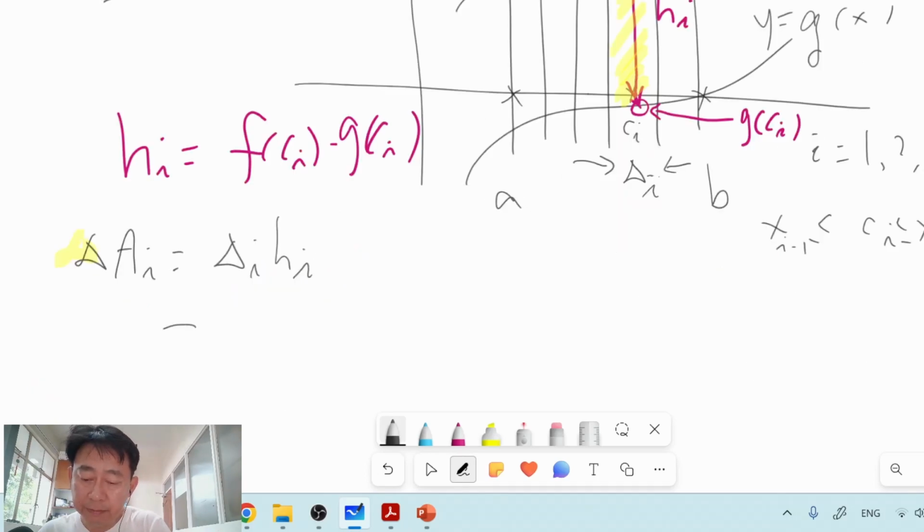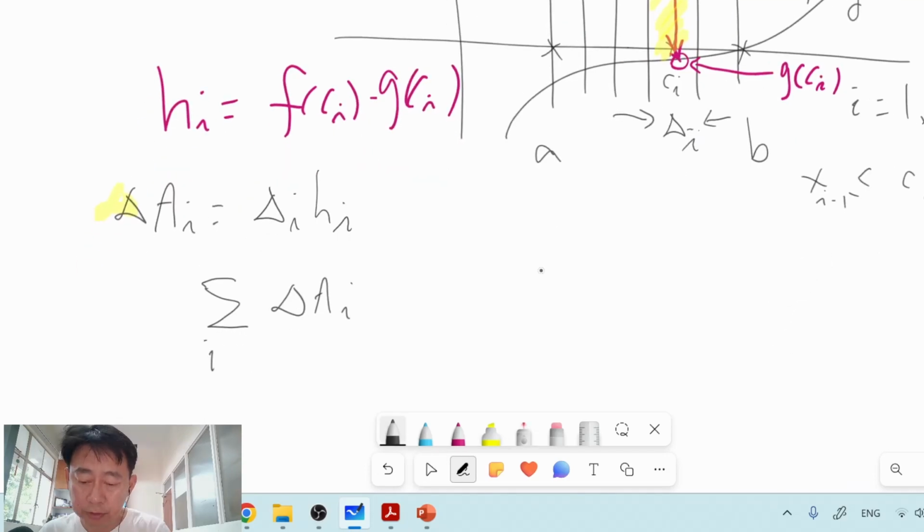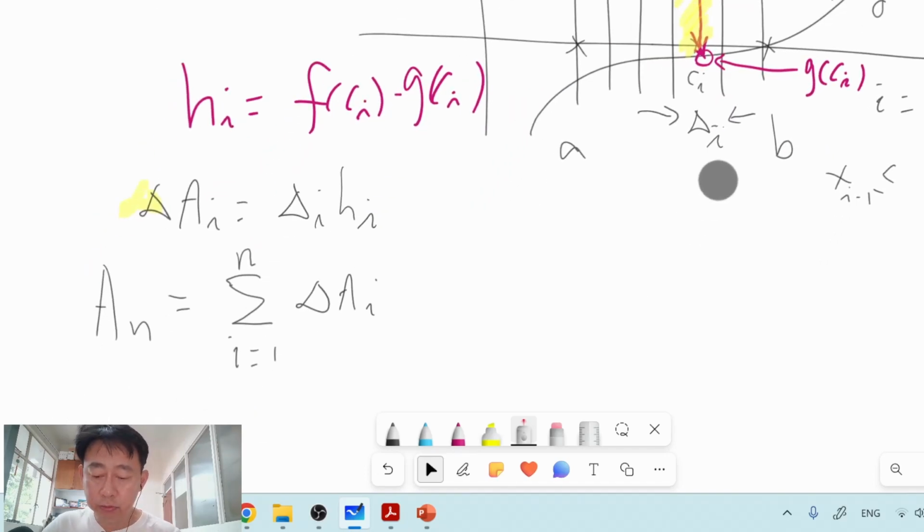Therefore, if you sum up all the delta A_i, that is the area of each column in your partition, the first column, second column, third column, until the last column, the nth column, which you write as the sum from i equals 1 to i equals n, this quantity, the sum, which I call A_n, would then give you an approximation to the total area enclosed between the curves and between x equals a and x equals b.